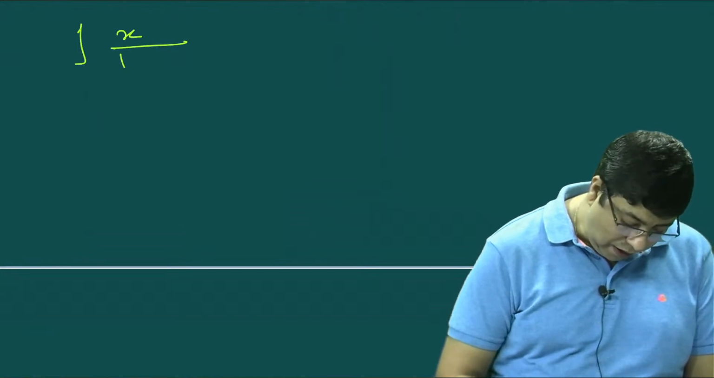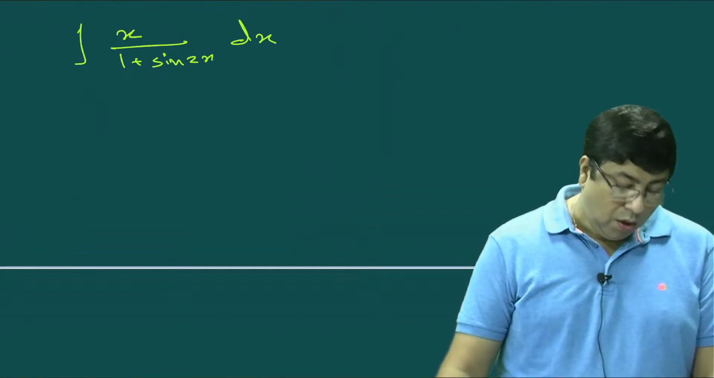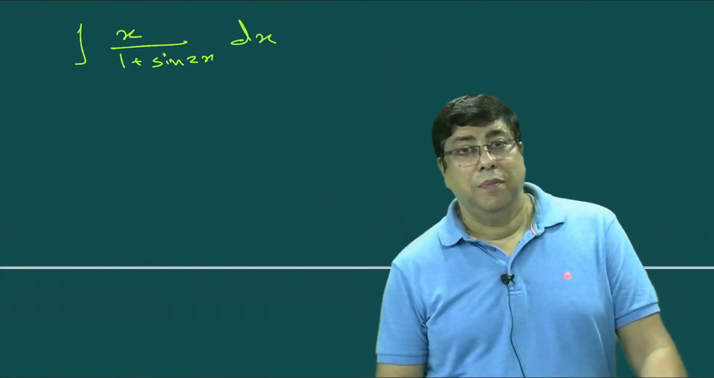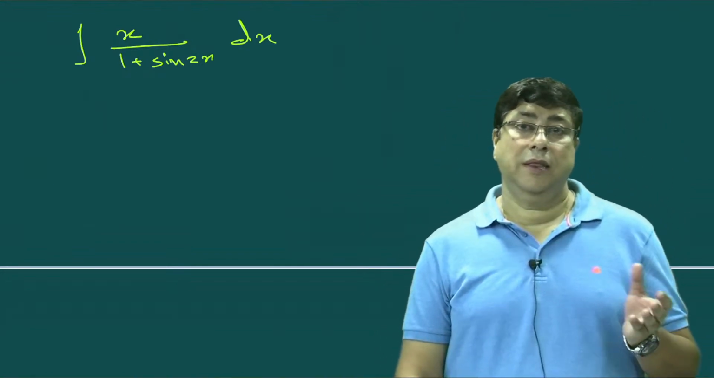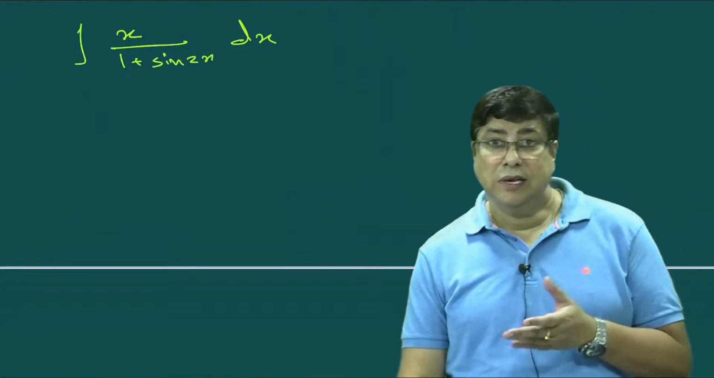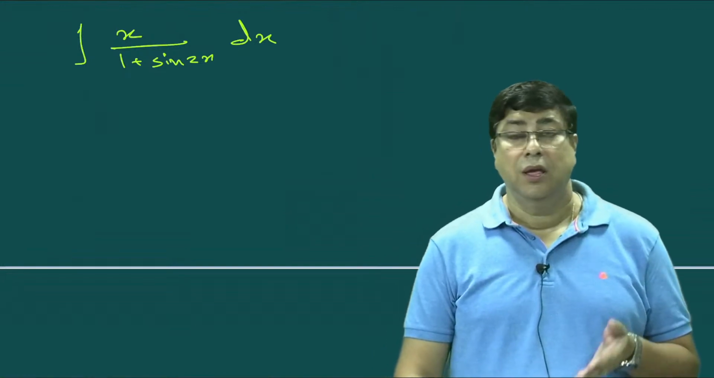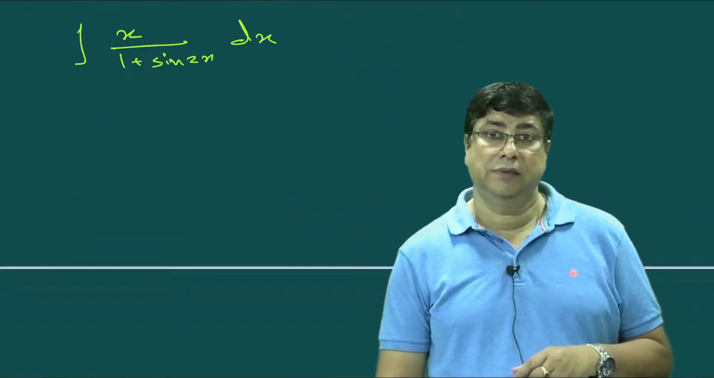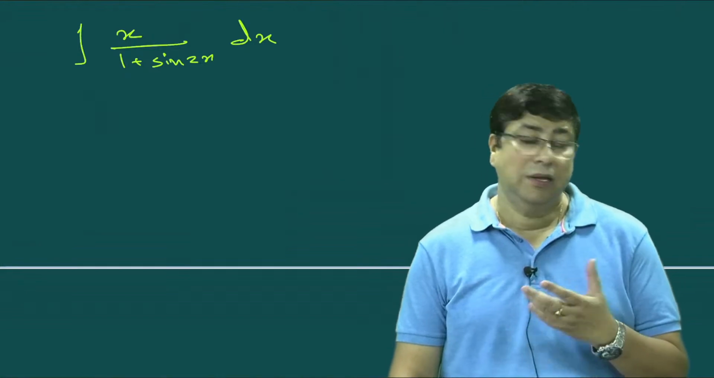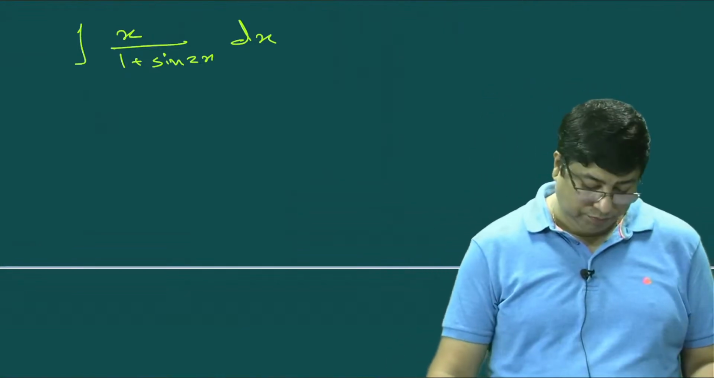Integration x by 1 plus sine 2x. What to do in this type of integral? 1 plus sine 2x. Somebody is telling that sin x plus cos x whole square multiplied by the sec square. It is very good. But here it is x and trigonometry. Finally, we have to do the by parts. So there is another way which I am showing you.